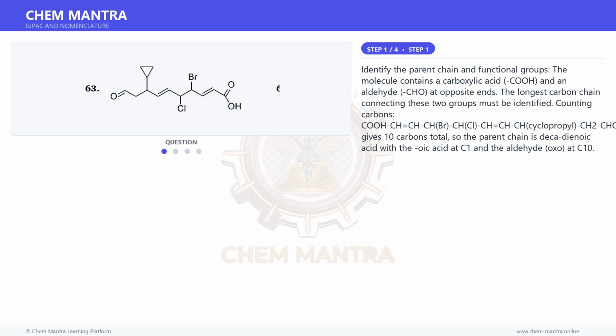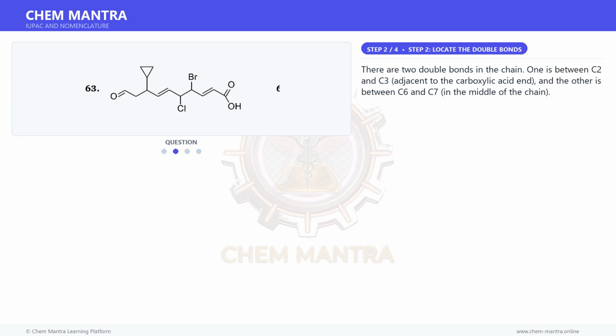The molecule contains a carboxylic acid, -COOH, and an aldehyde, CHO, at opposite ends. The longest carbon chain connecting these two groups must be identified. Counting carbons, COOH-CH=CH-CHBr-CHCl-CH=CH-CH(cyclopropyl)-CH2-CHO gives 10 carbons total, so the parent chain is decadienoic acid with the -oic acid at C1 and the aldehyde, oxo, at C10.